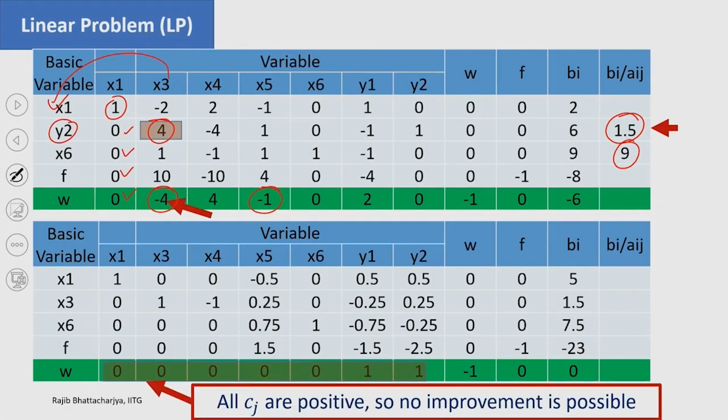So, if I do that, what am I getting? So, now x 1 is there, x 3 is there and x 6 is there, and y 1 and y 2 are not there in the basis. And if I look at the last row, that is the phase 1 objective function, here there is no coefficient with negative value. That means I cannot improve this solution and y 1 and y 2 are not there. So, therefore, I will eliminate this particular column, okay, and this particular row also. So, I will remove this one.